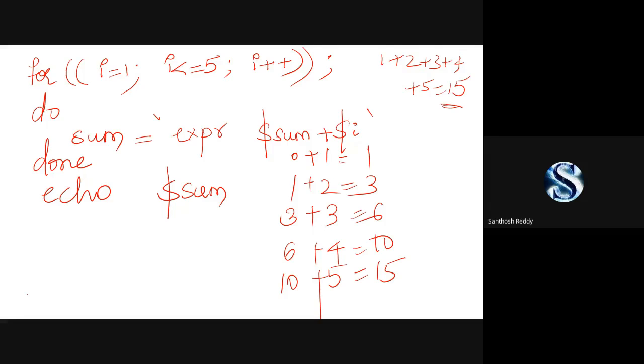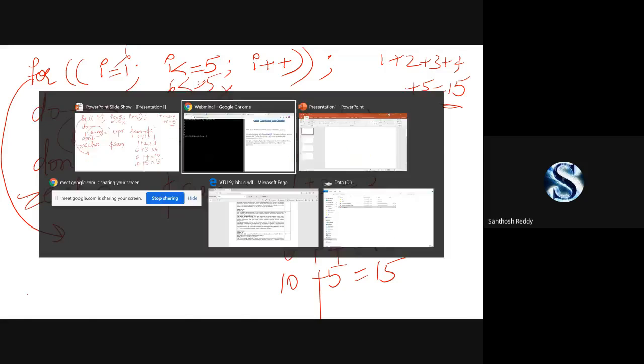Now the operation is done. Once again, the iteration goes. Now what is I is equal to? 6. 6 is less than or equal to 5. False. The condition is going to fail. It will come out of your loop and start executing this echo command and it prints the value directly, whatever is stored in the sum. Now we'll see the execution.